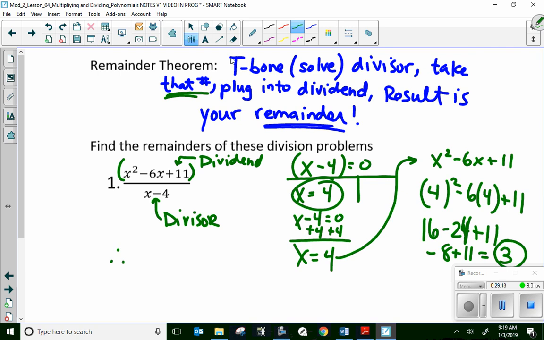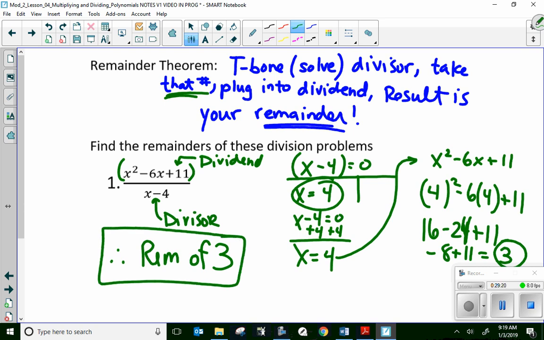Therefore, in this division problem, I would have a remainder of 3. All they're asking you for is the remainder. They're not asking you for the quotient. This remainder theorem does not give you the quotient. It only gives you the remainder.